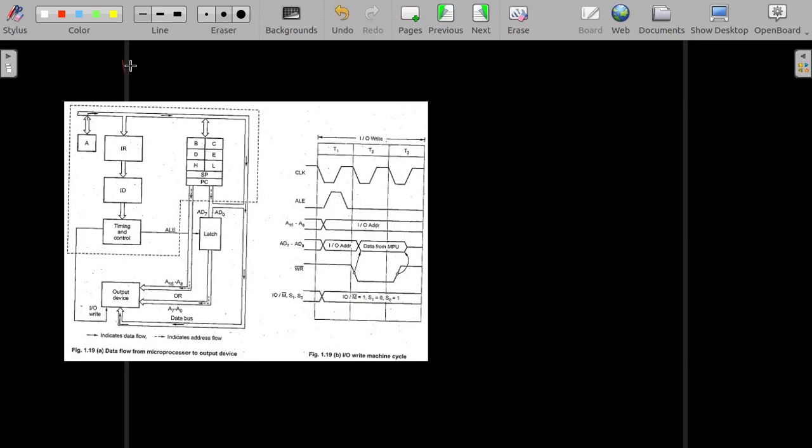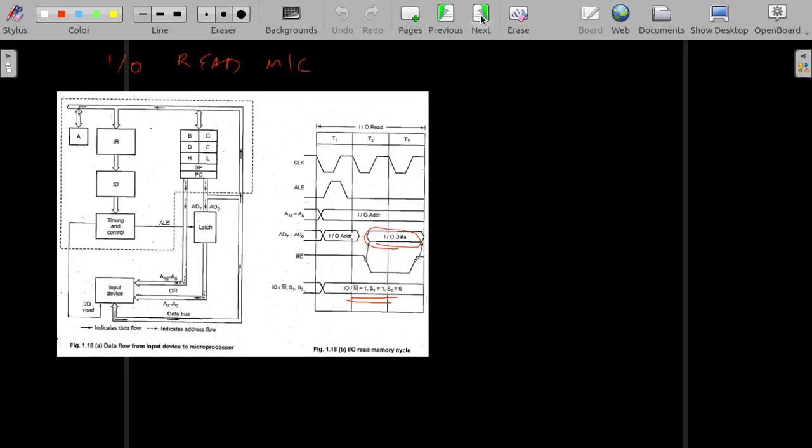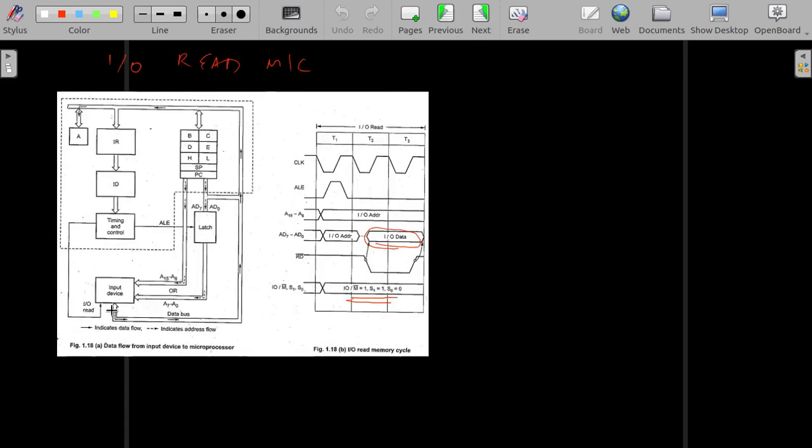The next is the IO write machine cycle. Again, the same thing: the status changes and this signal changes. Always remember, earlier the data transfer was taking place between the memory and the processor. Now in this and the next one, the data transfer is taking place between the processor and the input or output device. Because this is a write, it is an output device. Because this is a read, it is an input device. That is a concept.